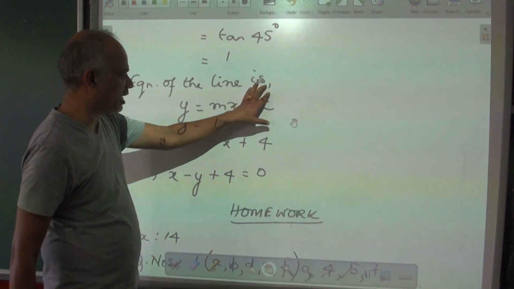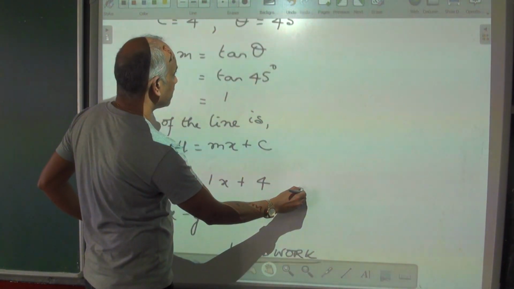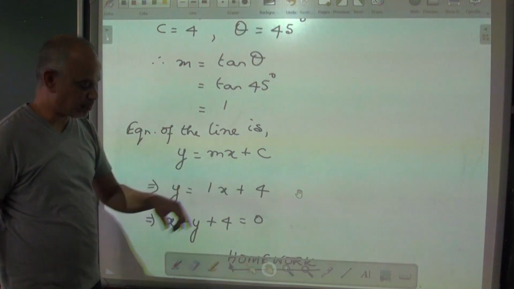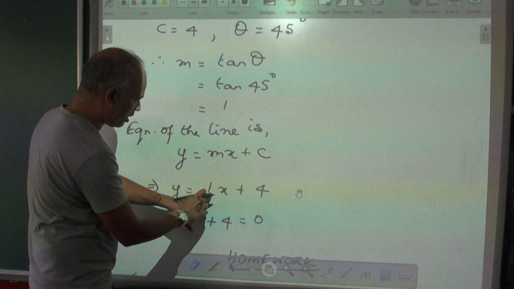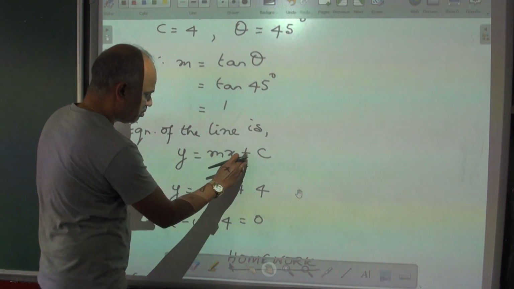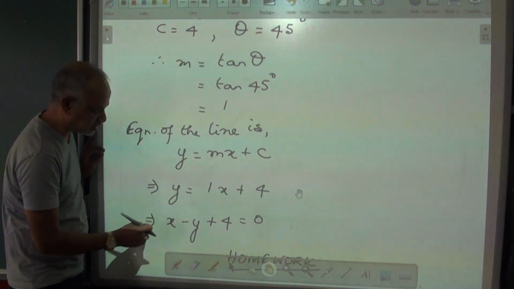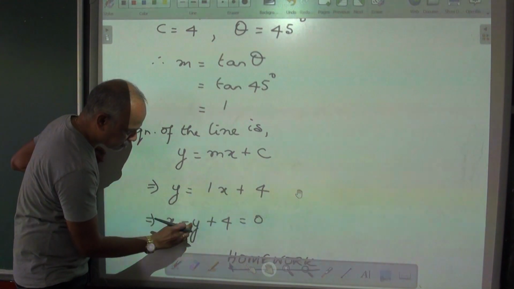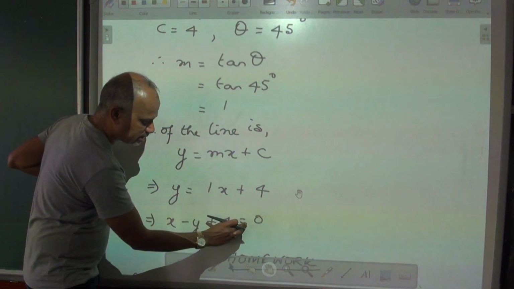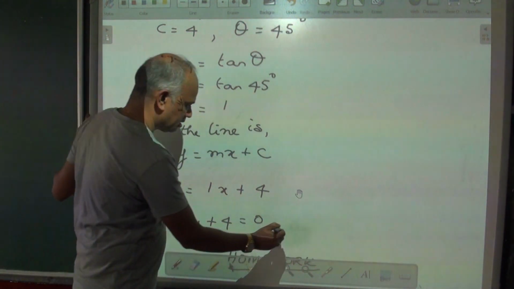So equation of the line is y is equal to mx plus c. Y is equal to m's value is 1 and then x plus c's value is 4. So the equation, if you rearrange, first comes x, this goes that side, minus y plus 4 is equal to 0 is the equation of this straight line.